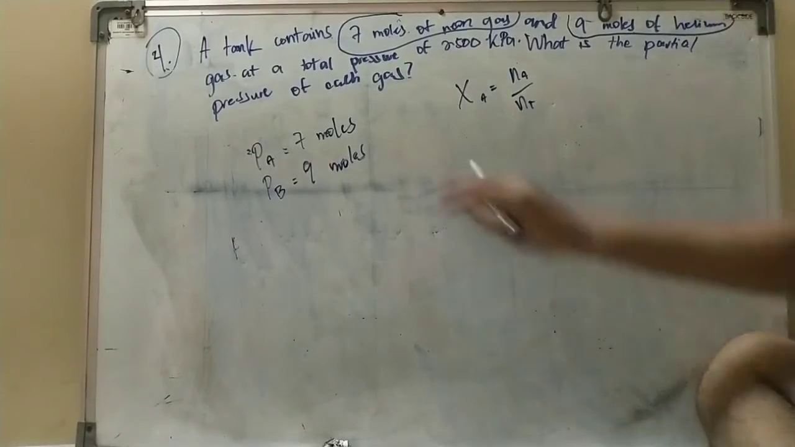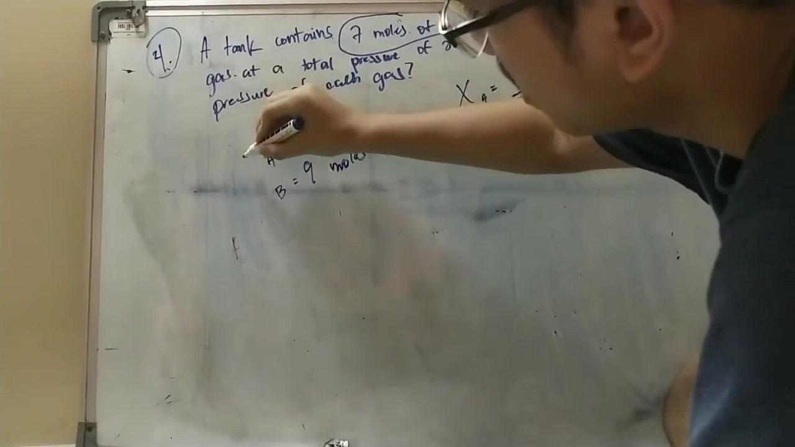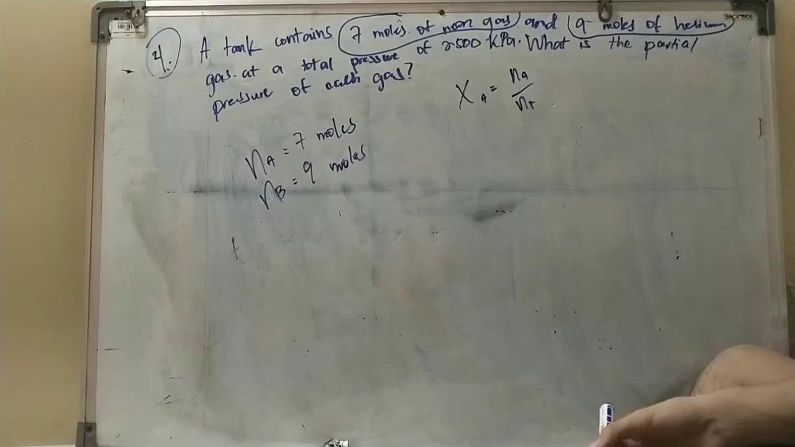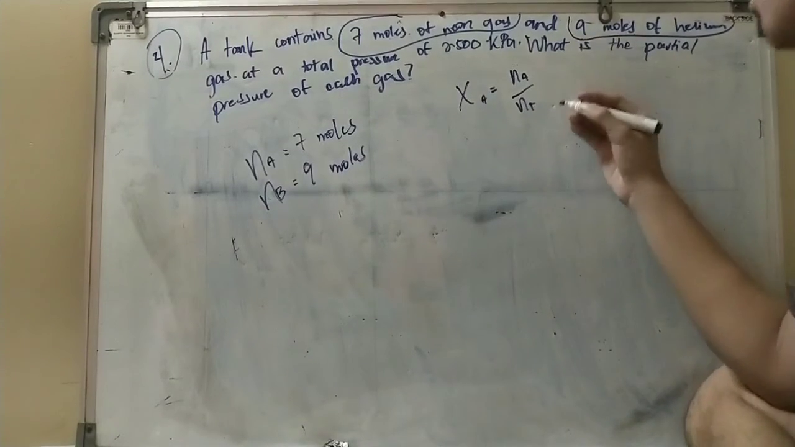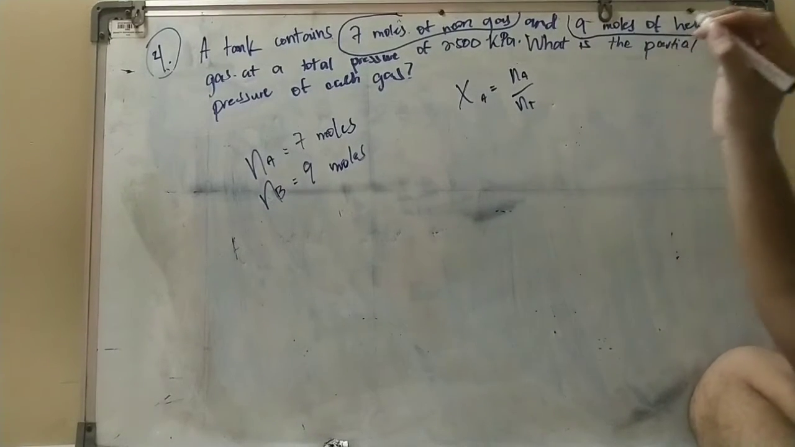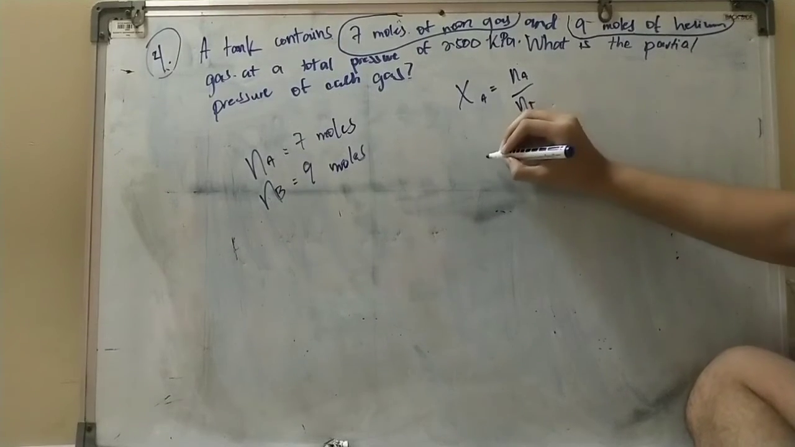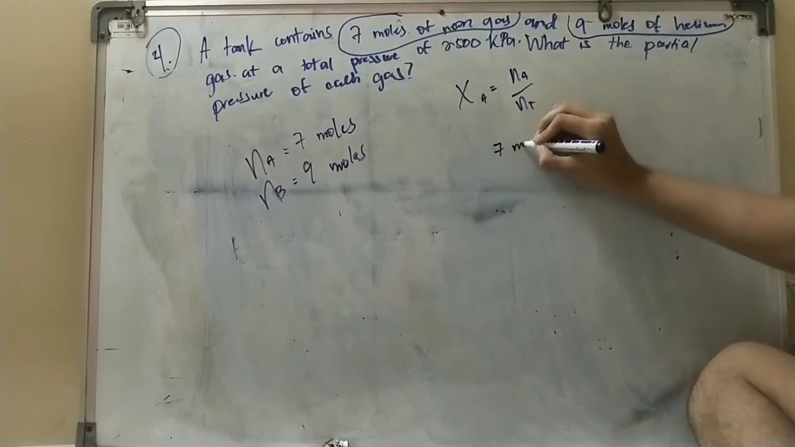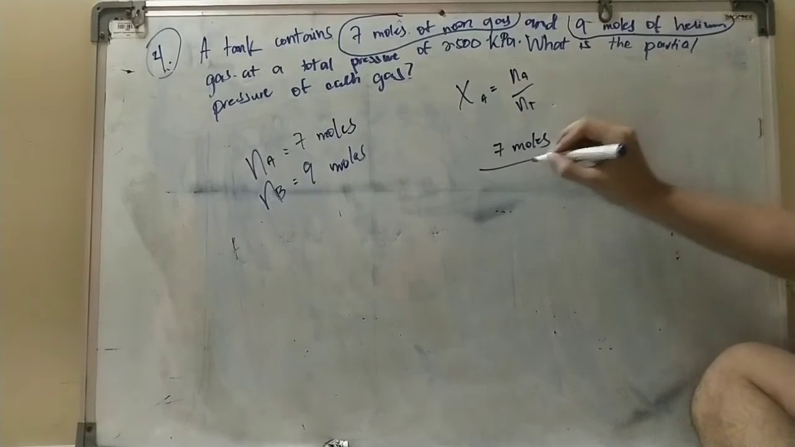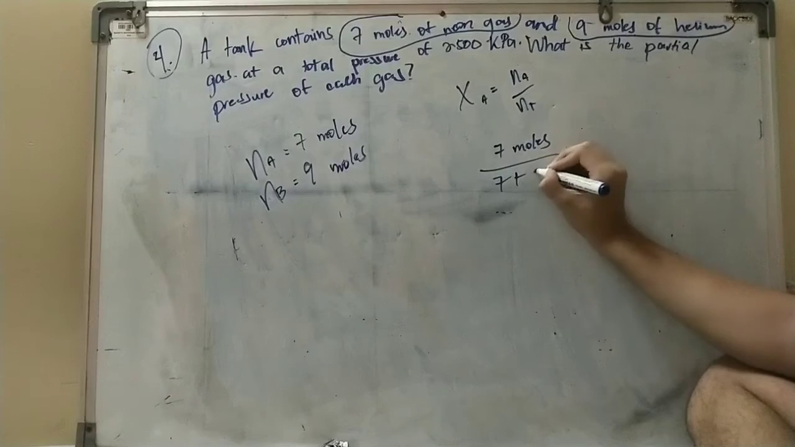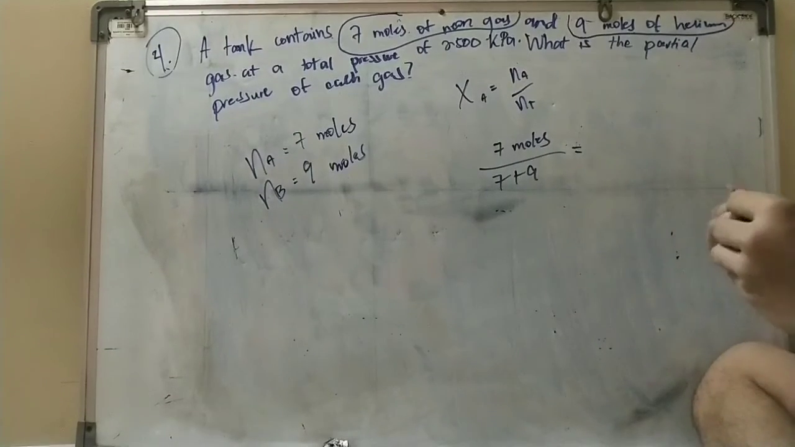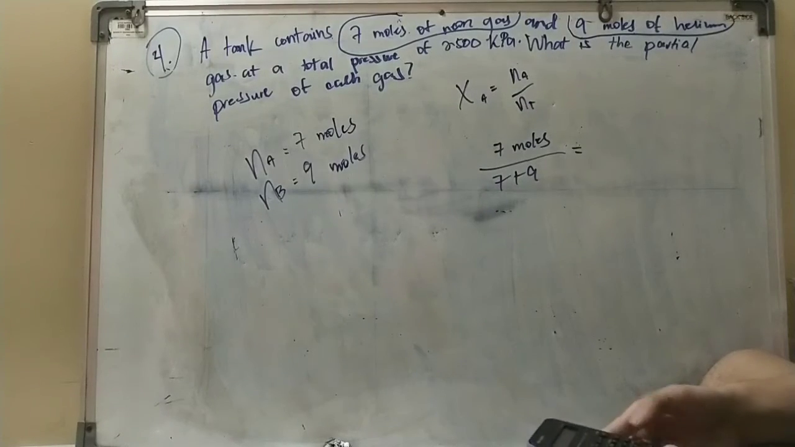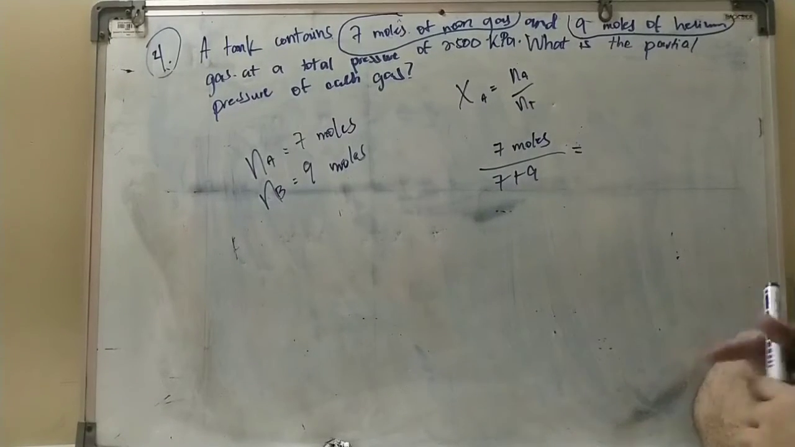Oh my god, I'm sorry, this is NA and NB. So, first we have to substitute it with the formula. So, NA is 7 moles. And again, the N total is just the sum of all moles. So, 7 plus 9. So, 7 divided by 16 is equal to 0.4375.